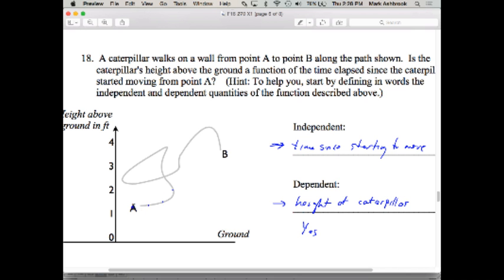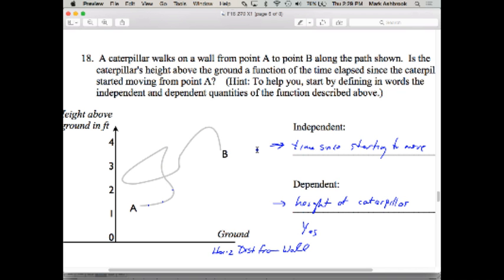Right. This is horizontal distance from the wall. So this would be horizontal distance from the wall, that variable. So if height above the ground is not a function of horizontal distance from the wall, agreed? Okay. So this curve is not a function.